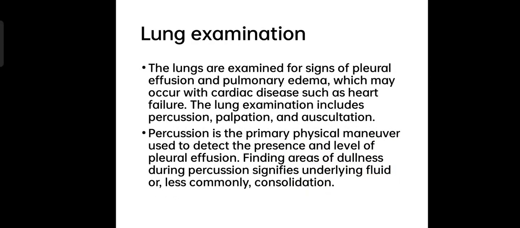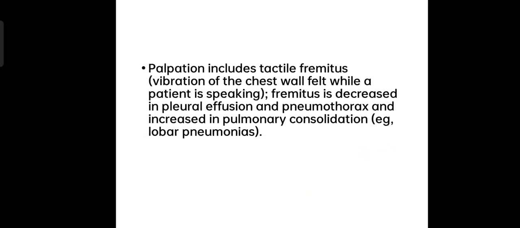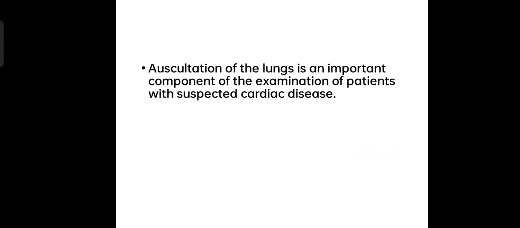Next is lung examination. The lungs are examined for signs of pleural effusion and pulmonary edema, which may occur with cardiac disease such as heart failure. The lung examination includes percussion, palpation, and auscultation. Percussion is the primary physical maneuver used to detect the presence and level of pleural effusion. Finding areas of dullness during percussion signifies underlying fluid or, less commonly, consolidation. Palpation includes tactile fremitus, the vibration of the chest wall felt while the patient is speaking. Fremitus is decreased in pleural effusion and pneumothorax and increased in pulmonary consolidation.